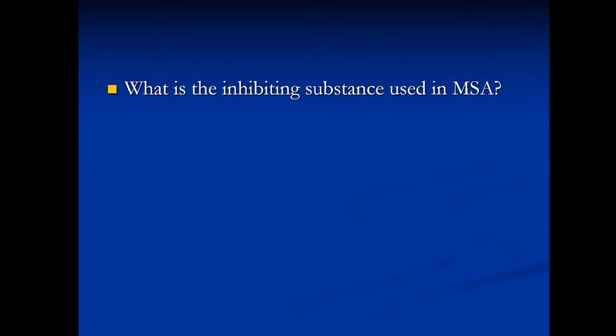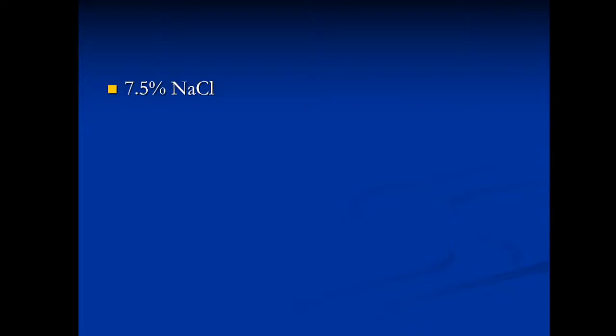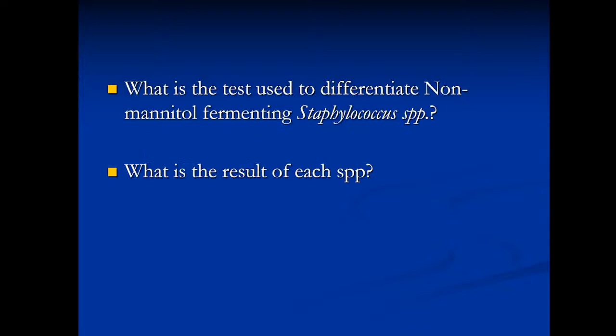The inhibiting substance that is used in MSA is basically 7.5% NaCl, or sodium chloride, and then the test used to differentiate mannitol fermenting staph species would be the novobiocin test, and non-mannitol fermenting rather. So we're testing for epidermidis and saprophyticus.